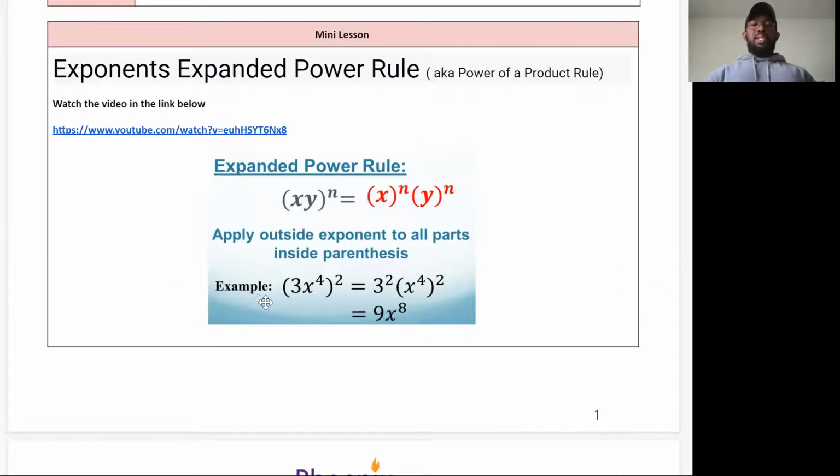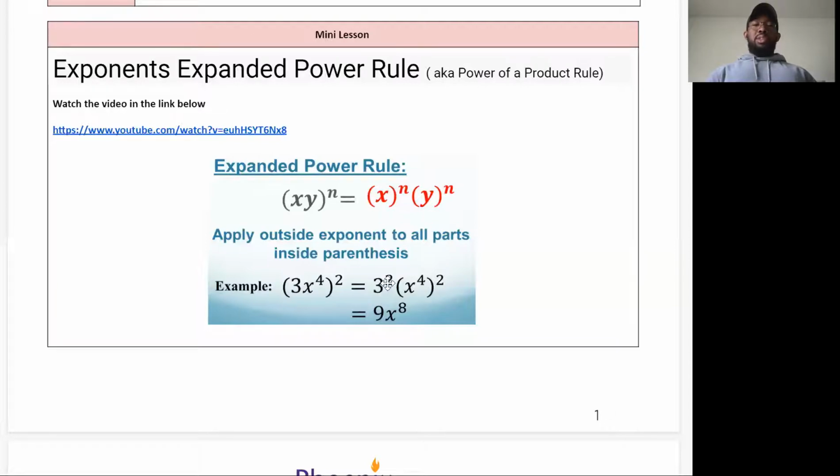Let's look at the next example. We have 3x to the fourth, all raised to the second. Again, everything inside your parentheses is being raised to the second power. So we're going to have 3 to the second, and we're also going to have x to the fourth to the second. Now what does that look like? Well, here you have 3 to the second and x to the fourth to the second.